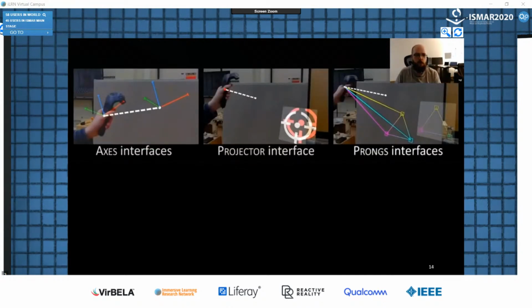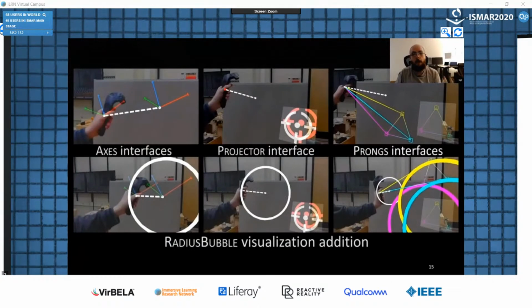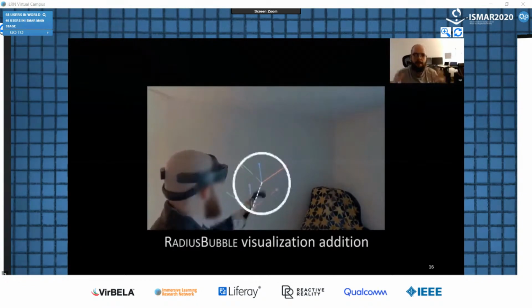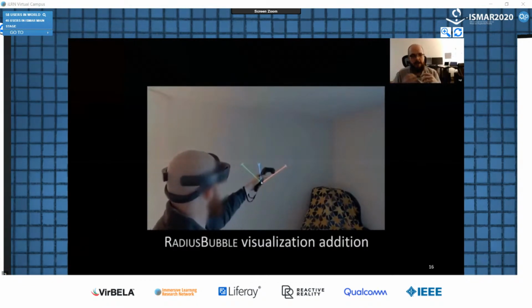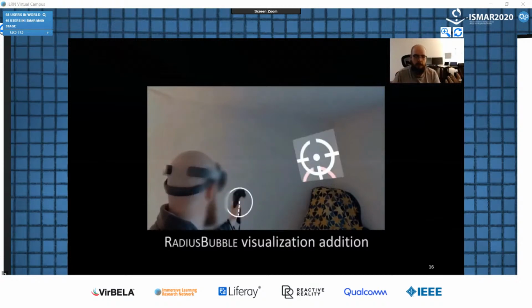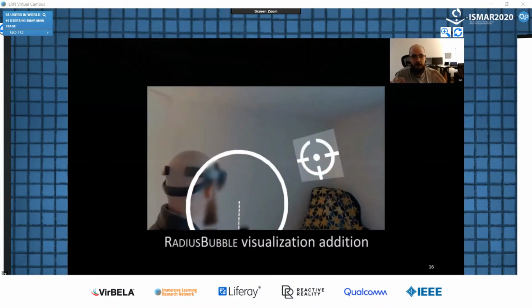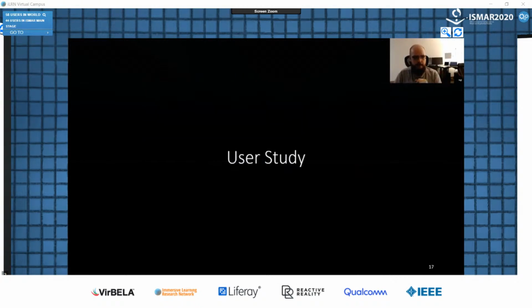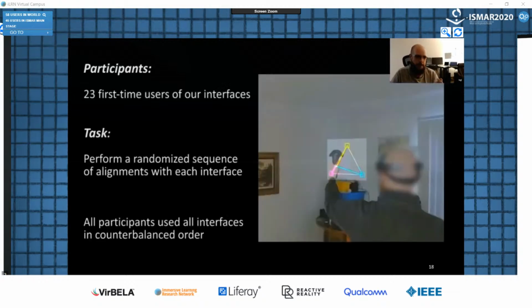So with each of these interfaces, we also ended up testing this optional radius bubble visualization. So this has a growing and shrinking sphere to help indicate the translational alignment. So this adds additional redundancy, additional visual clutter, but it helps give additional cues to the user about whether the translation accuracy is good. So after we implemented these interfaces, we ended up running a user study.